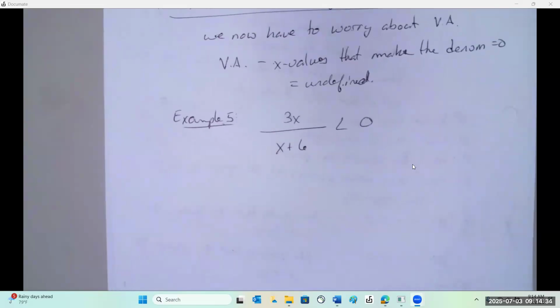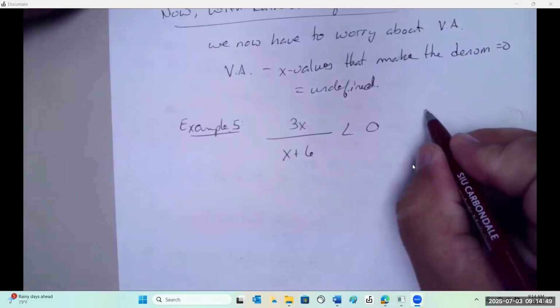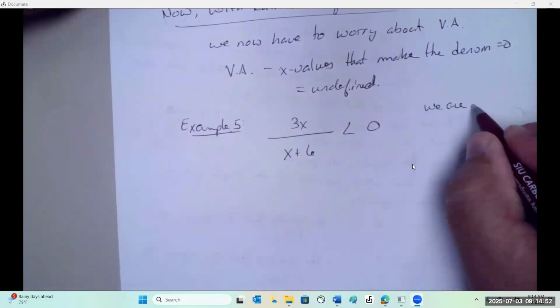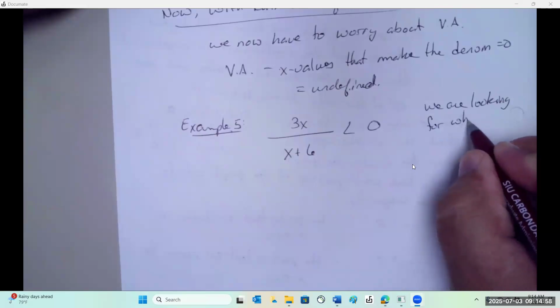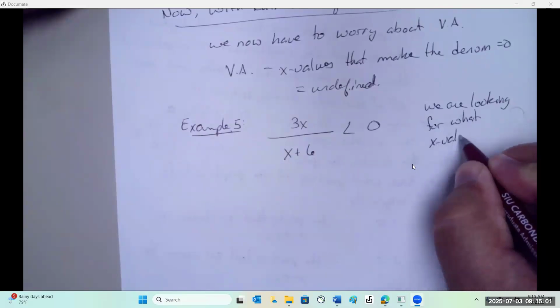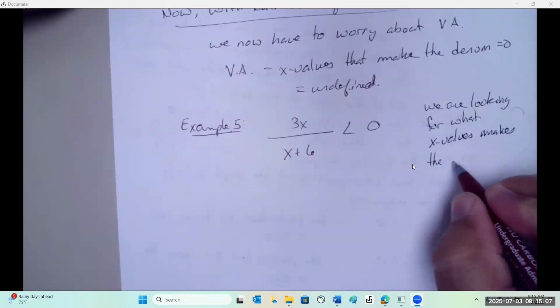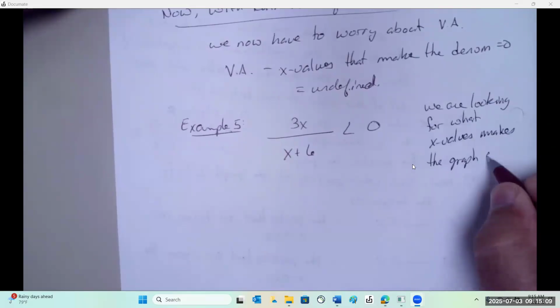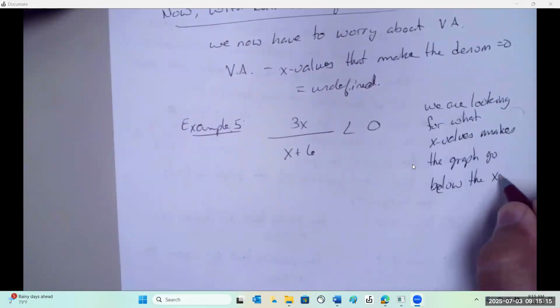Because all I want is what? What is this question asking me to find? Since it's 0 on one side, what am I looking for? For x. What value x the graph will belong to. Very good. We're looking for what x values make the graph go below the x-axis.